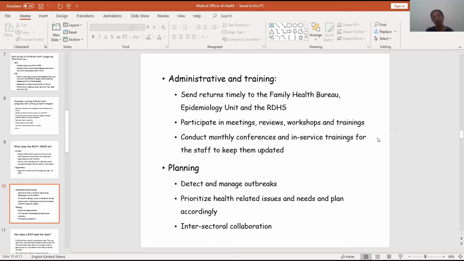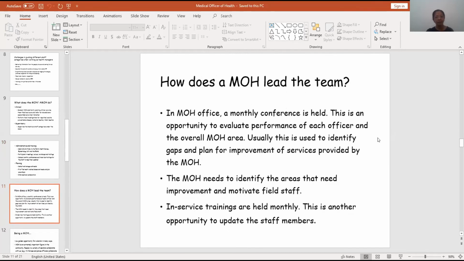So all our field workers meet at the monthly conference, that is once a month, and to update knowledge of staff they have in-service training. So we have to conduct all, and we have to chair. And the planning: detect and manage outbreaks, prioritize related issues and needs, plan accordingly. And we have to do intersectoral collaboration, work with other sectors.